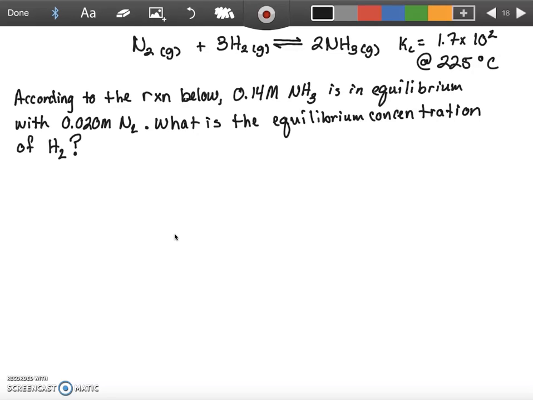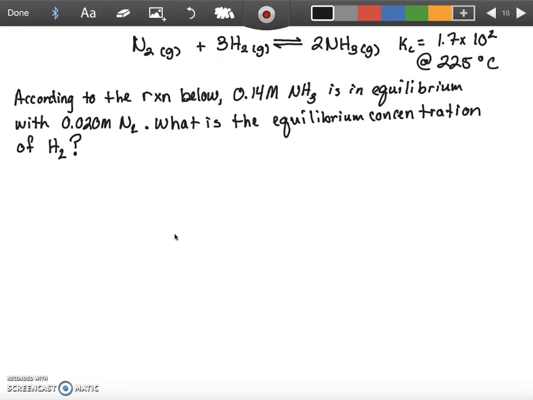The problem said that we have 0.14 molar NH3 at equilibrium, and then it said we had 0.02 molar N2 at equilibrium. And then the question is asking us to find, well, what is the concentration of H2 at equilibrium, right here.